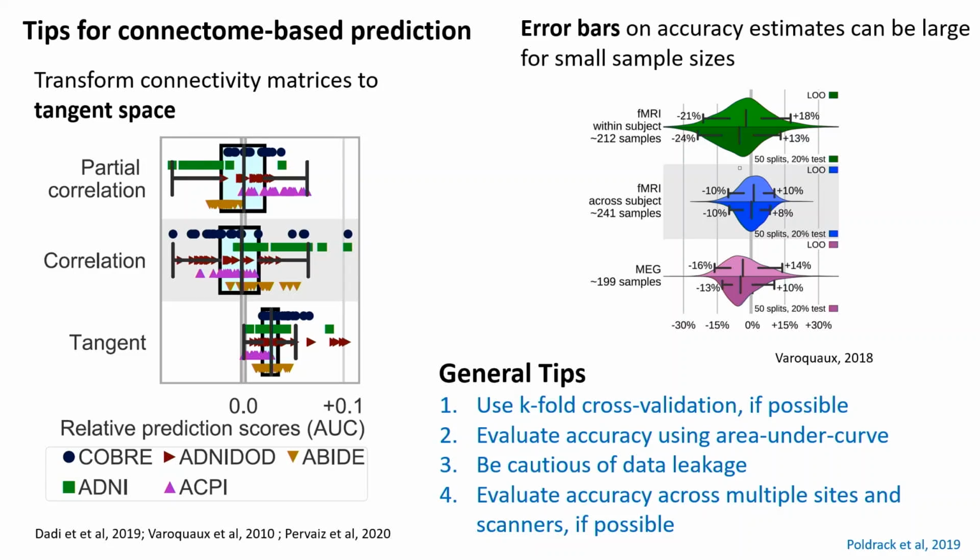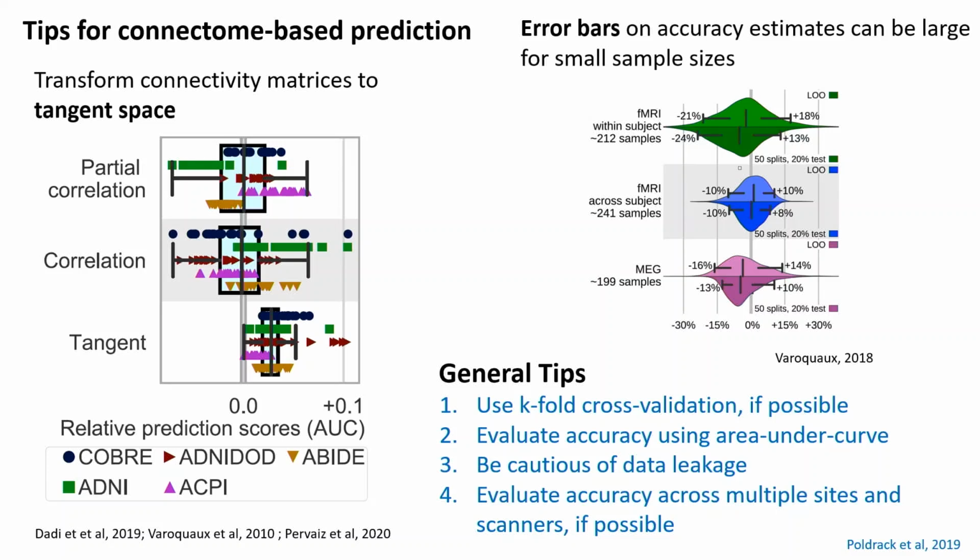Evaluate the area under the curve. Be cautious of data leakage. Make sure that your connectomes in your training group don't end up somehow being placed within your test group, because it will inflate your prediction accuracies.